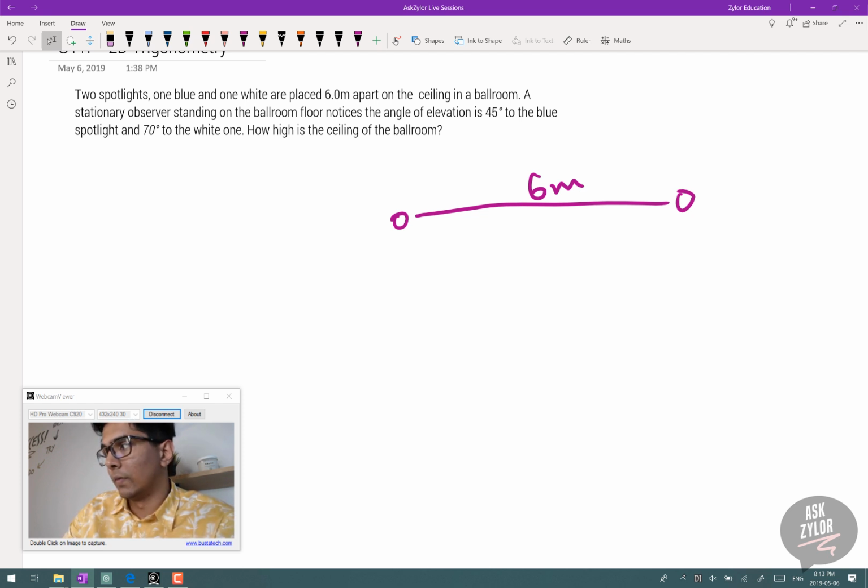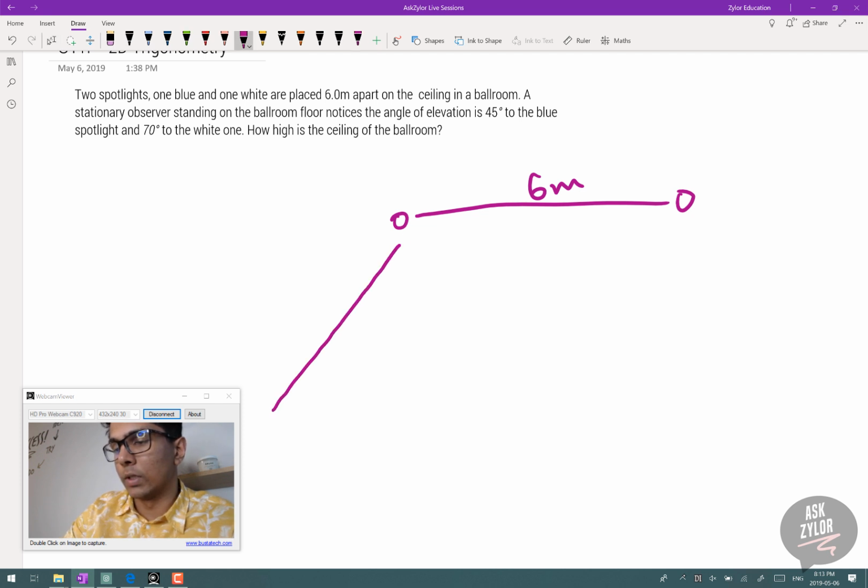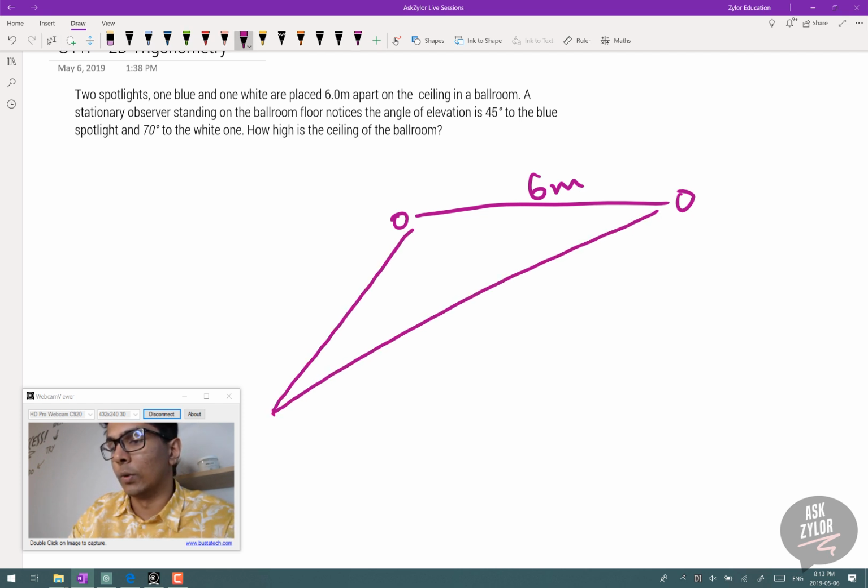So I'm going to say someone standing here. You can see both of them. One of them is 70.